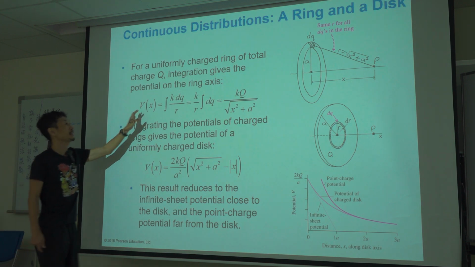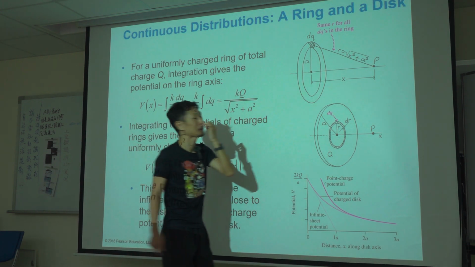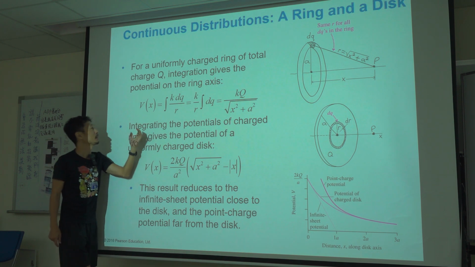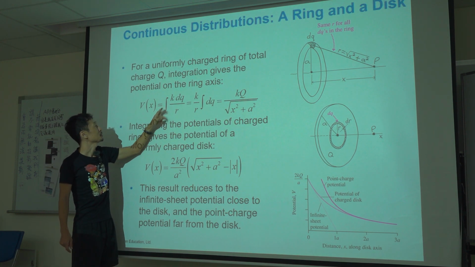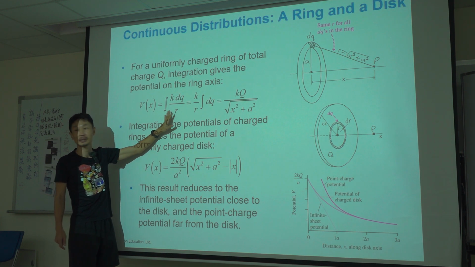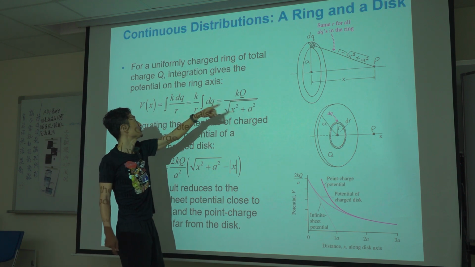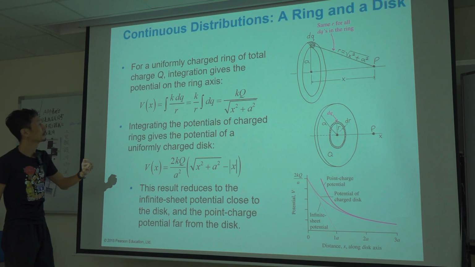Okay, so here, this is a continuous charge, right? It's not a point source, so it's going to be an integration. kQ over r is the potential from a point charge, right? But this is a continuous object, so you integrate.